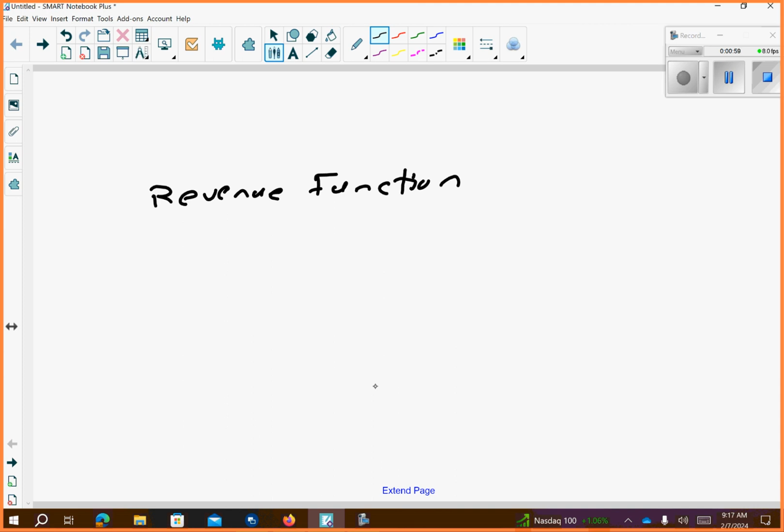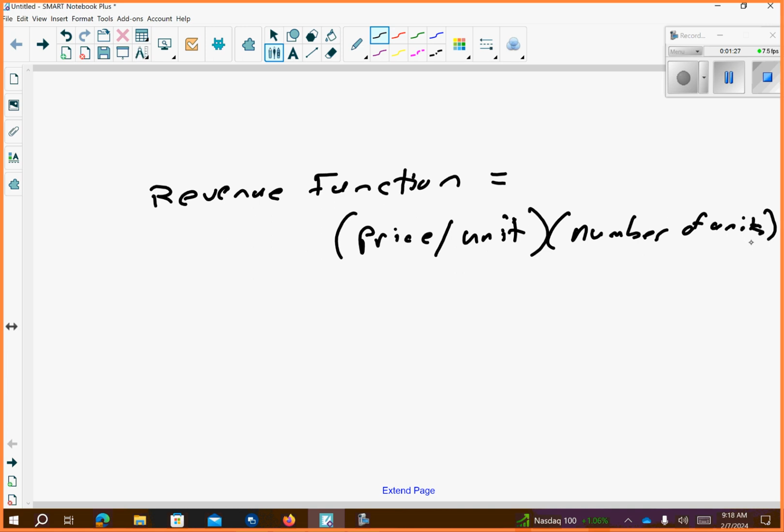All right, revenue function. Revenue is found by using this particular equation. The revenue function is the price per unit times the number of units. So if you sell something for $10 and you make 100 of them, 10 times 100, that would be your revenue.